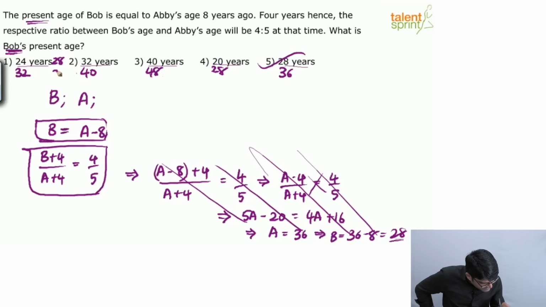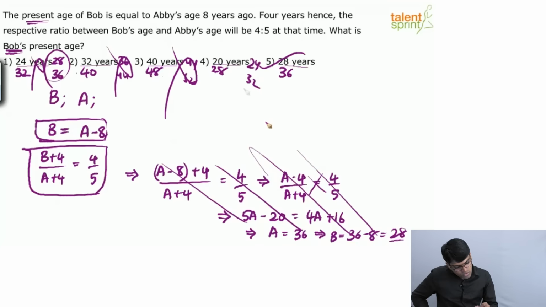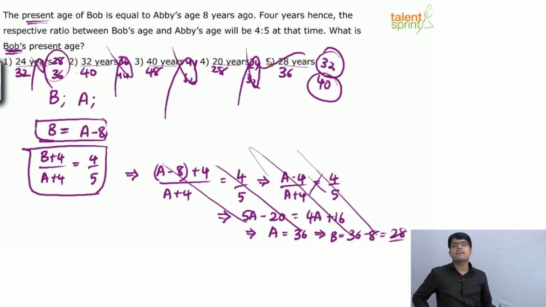Plus 4 and plus 4. So 28, 36. Is this ratio 4:5? No. Because if 28 is 4 parts, 5 parts should be 35. This is not 4:5, right? Eliminated. Then plus 4, plus 4, 36, 44. Is it 4:5? No. 44, 52. Is it 4:5? No. 24, 32. Is it 4 is to 5? No, this is 3 is to 4. Cancel. 28, 36, 32, 40. Is this 4 is to 5? Yes, 8 into 4, 8 into 5. So can I say option 5 is the answer?